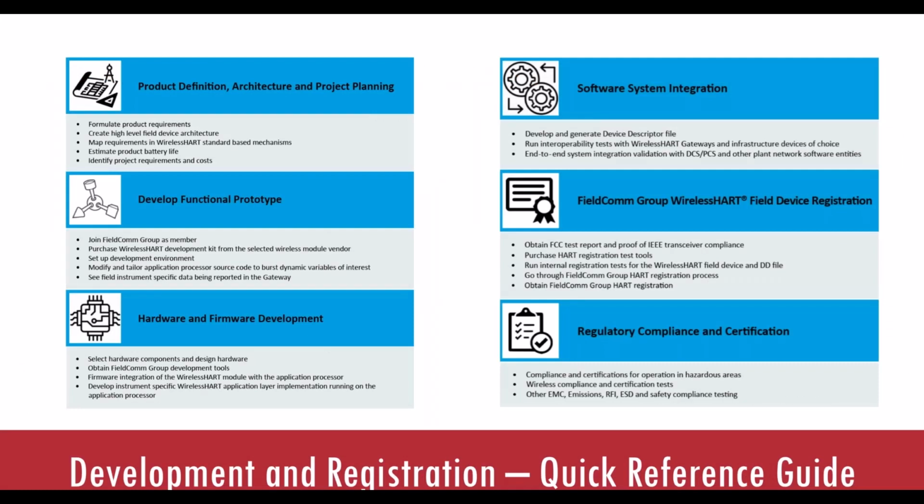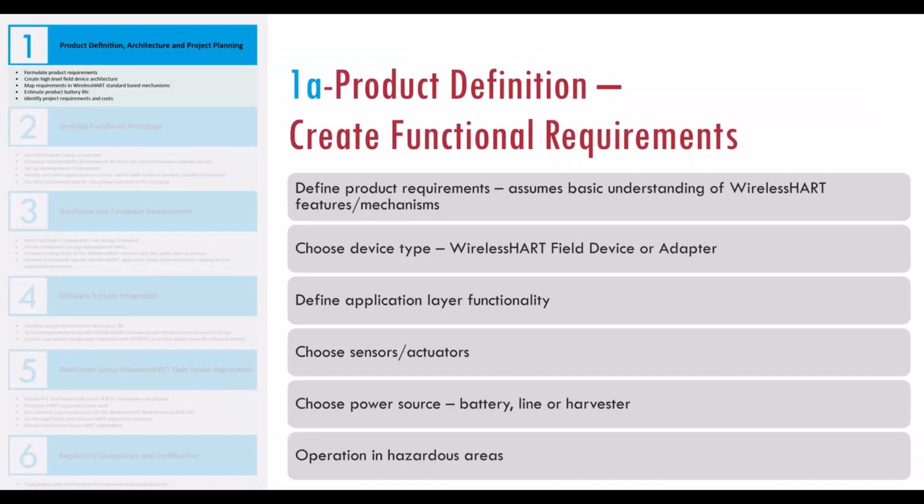So this is a quick reference guide that gives you a snapshot of all the steps involved in developing and registering a WirelessHART field instrument. The first step is product definition, architecture, and project planning. As a first step, you define the product requirements, and this does assume a basic understanding of WirelessHART features and mechanisms.